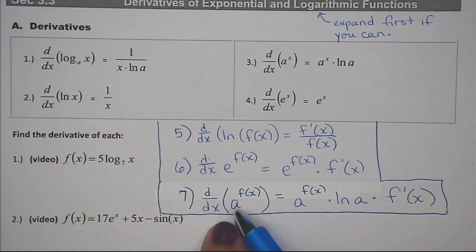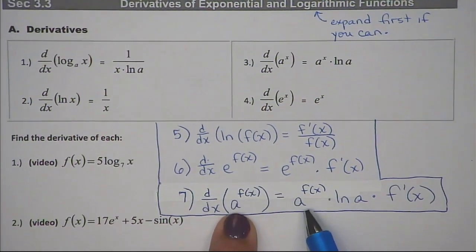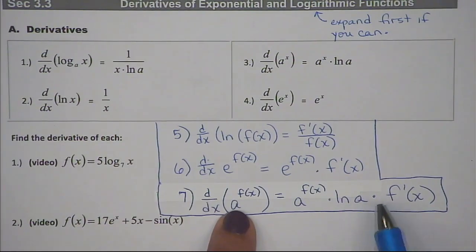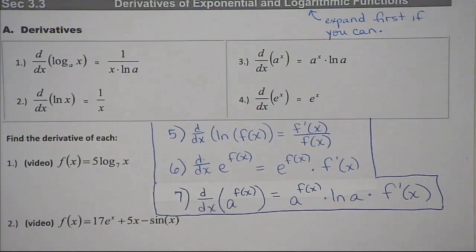So if you have the derivative of a constant raised to a power, but that power is another function, then again, the derivative of a to the f of x is a to the f of x. Then you have to do the natural log of the base. And then you can't forget to do the derivative of the exponent. So these are just chain rule problems, but that's the way they look as far as the formulas go, the shortcuts. Okay? All right. Everybody good with those?